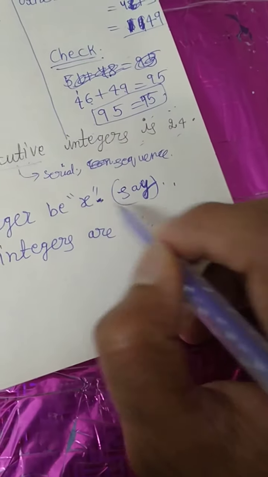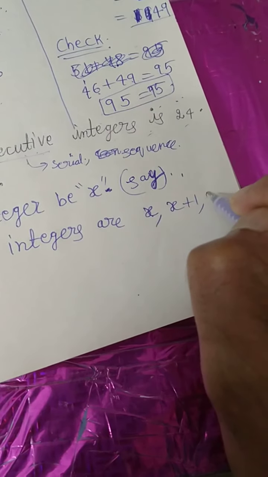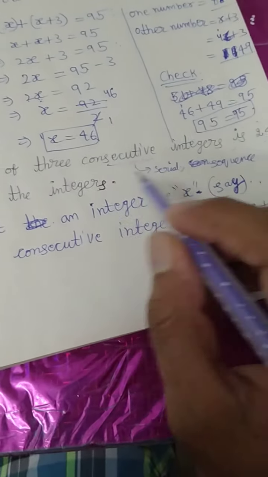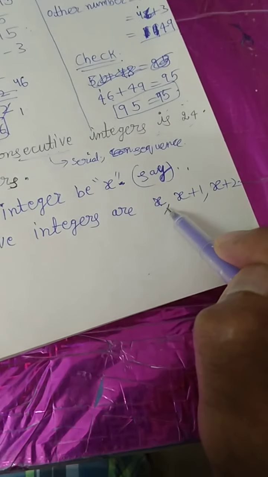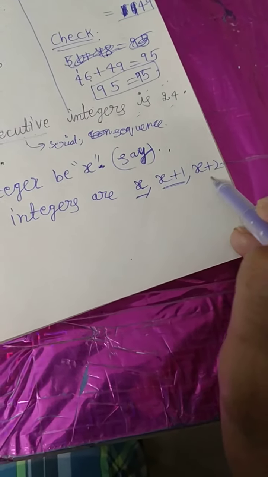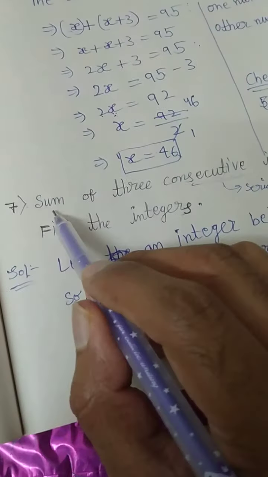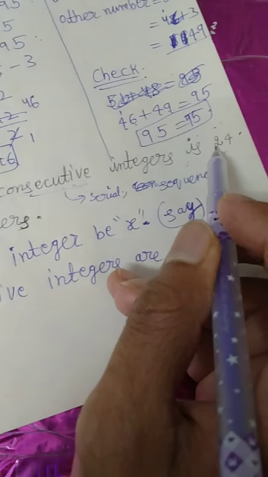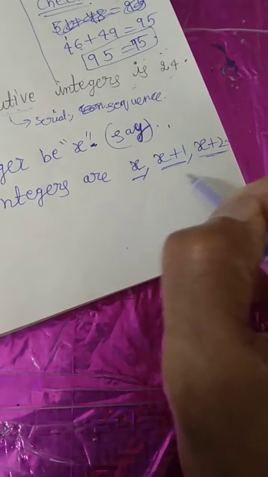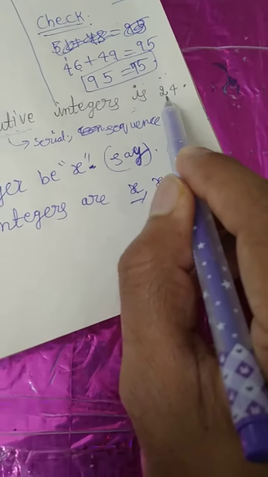So here also x is the first number. What will be the next number? x plus 1 is the next number, and the next will be x plus 2. These are the three consecutive integers. He asked for only 3, that's why we have written 3: 1, 2, 3. One is x, another is x plus 1, another is x plus 2. What is the condition? The sum of three consecutive integers is 24. If he adds these three consecutive integers, the result he got is 24.